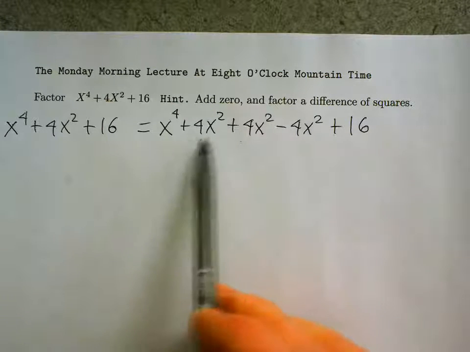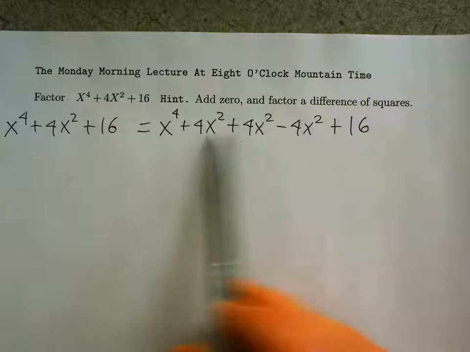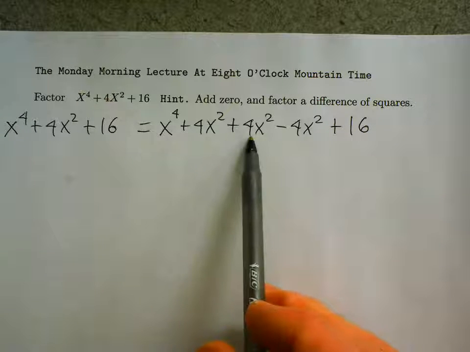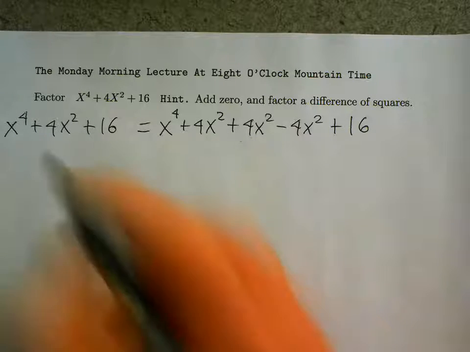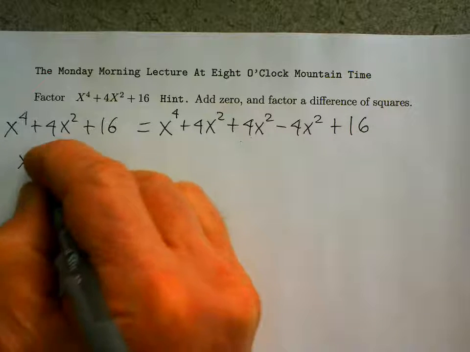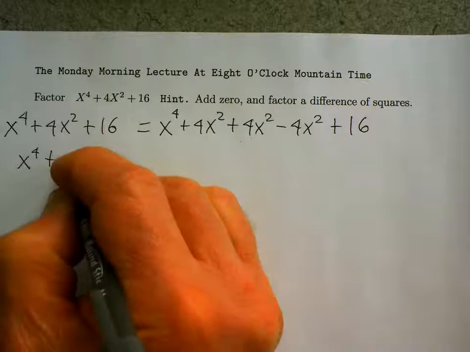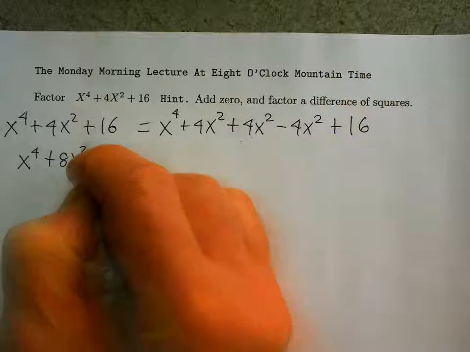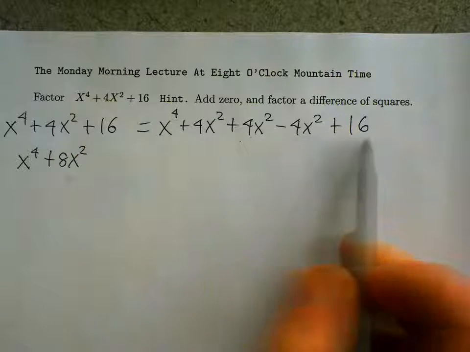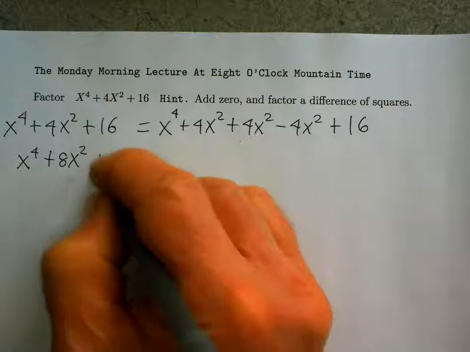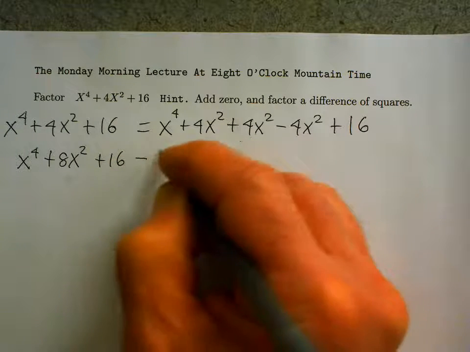And in the next step, we'll combine these two like terms, 4x² + 4x². So we'll get x⁴ + 8x². And then we'll rearrange these terms. We'll write the plus 16 and then the minus 4x².